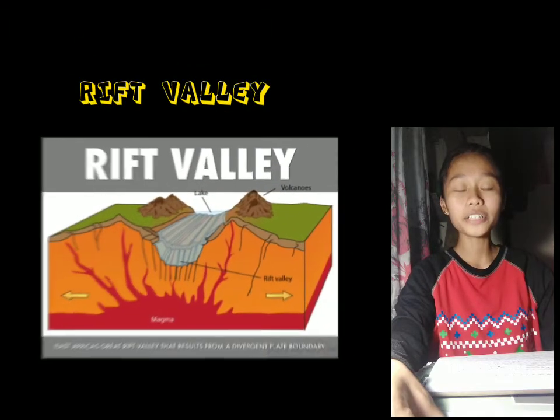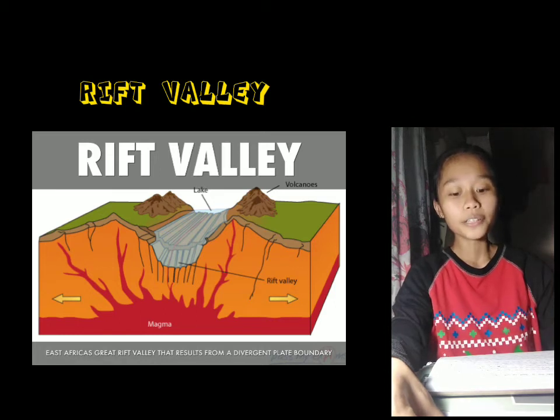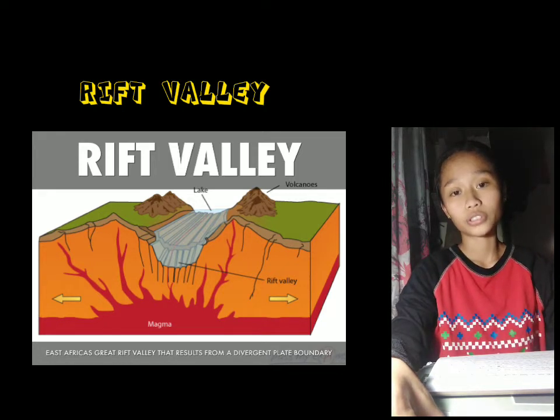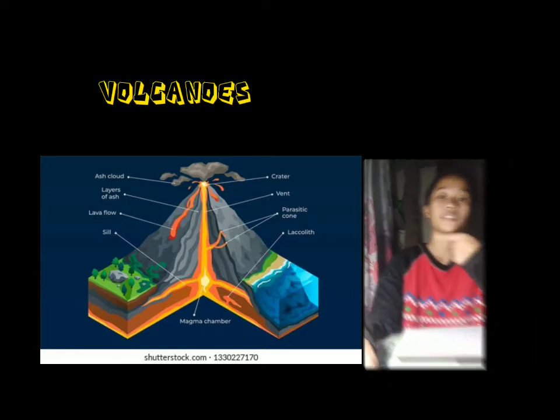Rift valley. A rift valley forms where the Earth's crust, or outermost layer, is spreading or splitting apart. Rift valleys are created by plate tectonics. And it looks like this. Volcanoes. Volcanoes are common along tectonic plate boundaries where an oceanic plate sinks beneath other plates. And it looks like this.